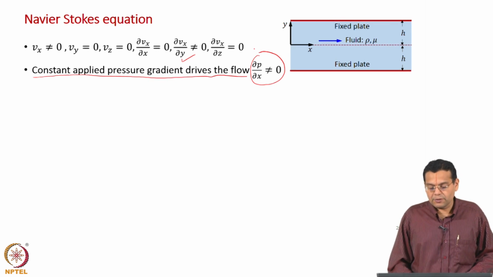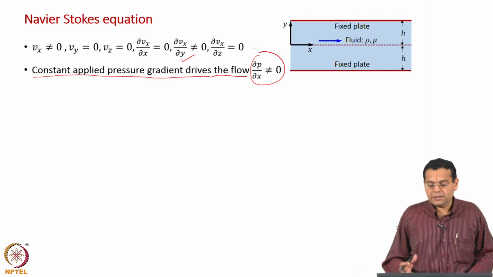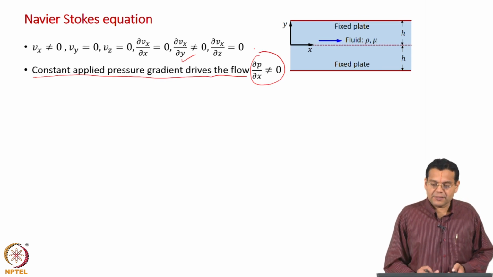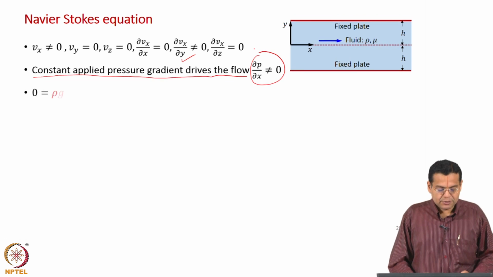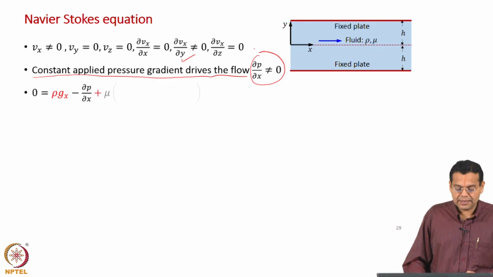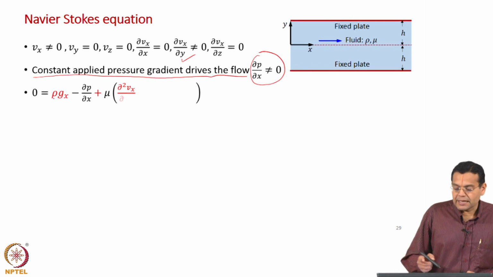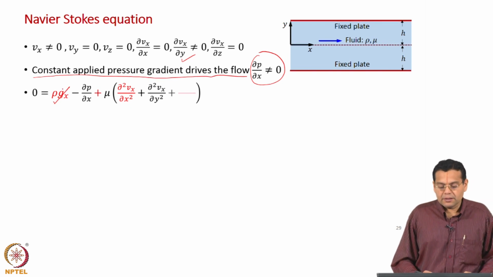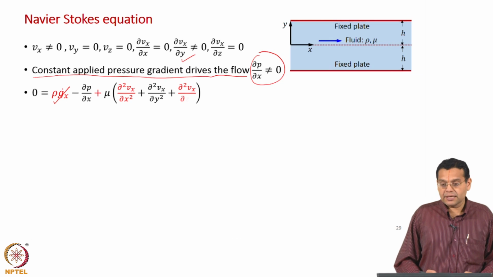In the case of Poiseuille flow, dou p by dou x is not equal to 0, pressure decreases along the direction of flow. So, in fact, dou p by dou x will be negative, because pressure will have to decrease along the flow, because it causes the fluid to flow between the plates, and hence there is a non-zero pressure gradient along the direction of flow. So, the left hand side is 0 as we have seen in the last slide. On the right hand side, of course, gravity acts along the y direction. So, the rho g x term is 0 because g x is 0.